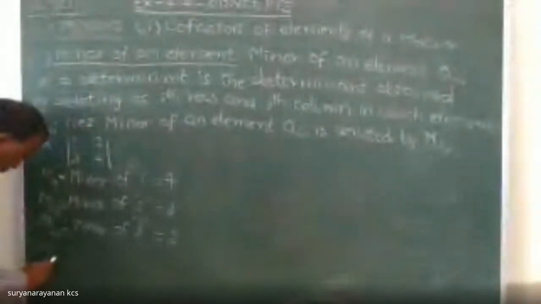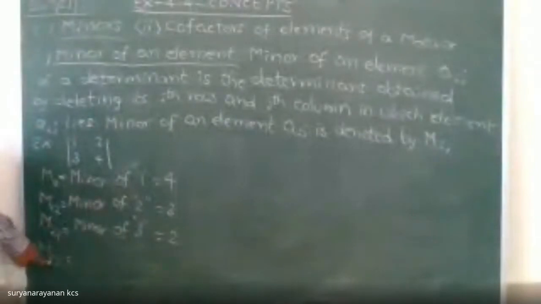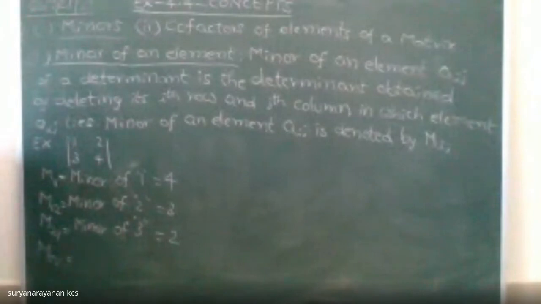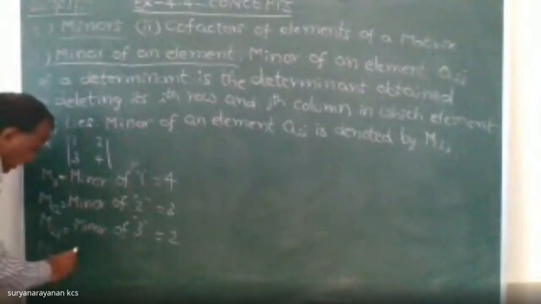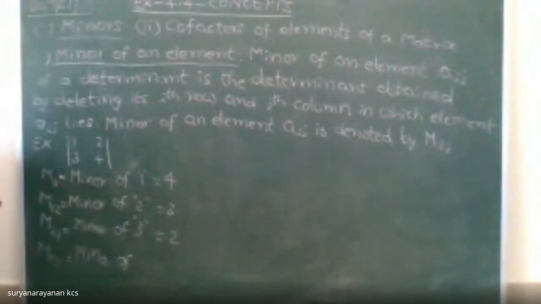M22 denotes minor of the element which lies in the second row, second column. You have to observe these two numbers also, my children. In the subscript, we have written 2 digits. The first digit denotes the number of the row and the second digit denotes the number of the column. What is the element in the second row, second column? 4, sir.